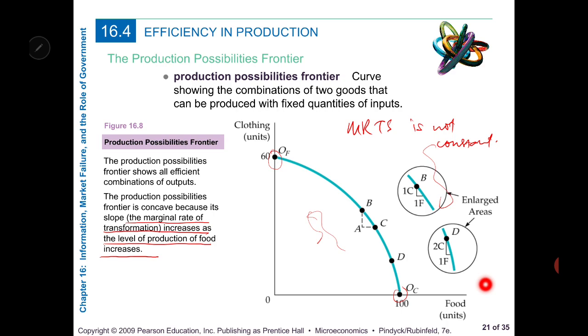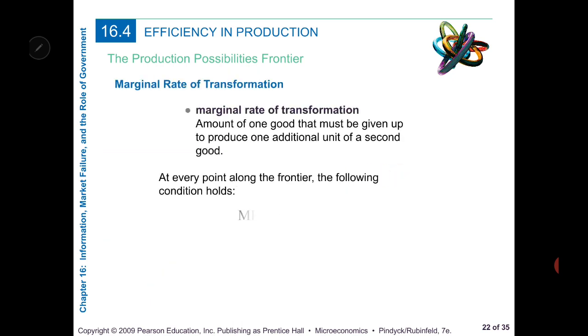And the reason is because your inputs are not perfectly substitutable. All right. So what is the MRTS? We've seen earlier that MRTS is the amount of one good that must be given up to produce one additional unit of another. So if you want to increase food, you'll have to reduce clothing. Or if you want to increase clothing, you'll have to reduce food.